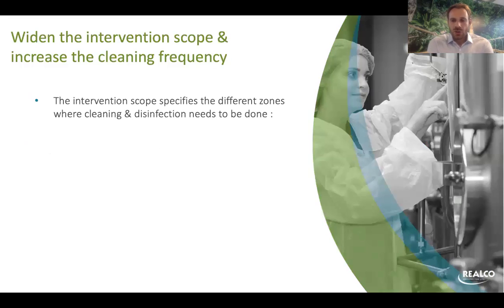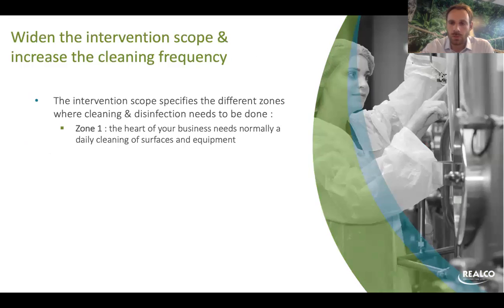So when you have chosen the right chemical, designed a protocol, and you are following the protocol in a room, you need to know that you have different kinds of areas in your production. What we call zone 1, or area number 1, is the heart of your business. It means where you are really producing the food. Of course, this is the area where you need to do more cleaning and more disinfection. You need to be very careful when you are cleaning there.